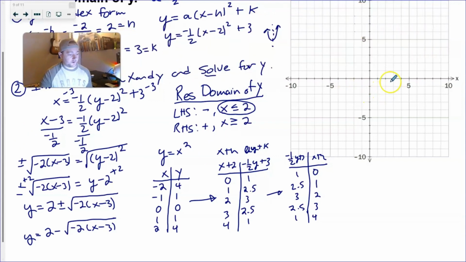It would be over here. So I get 0 and then 1. I'm plotting this middle table right now, which is just y, the vertex form. And then 1 and 2.5, and then 2 and 3, and 3 and 2.5, and then 4 and 1.